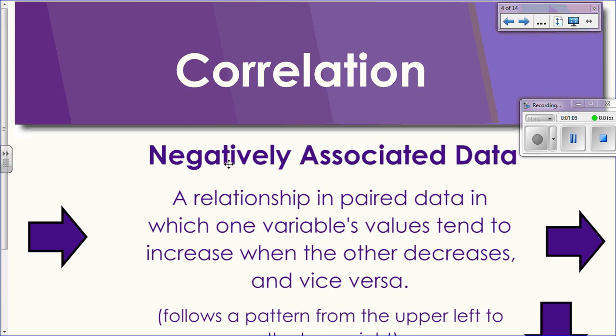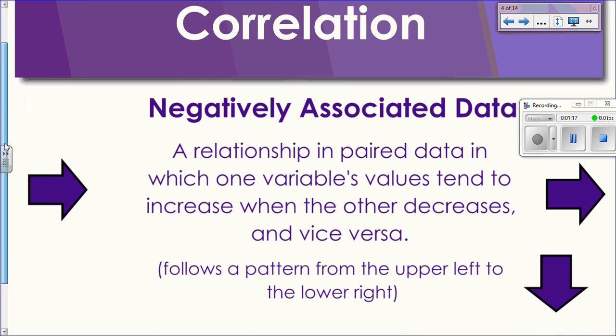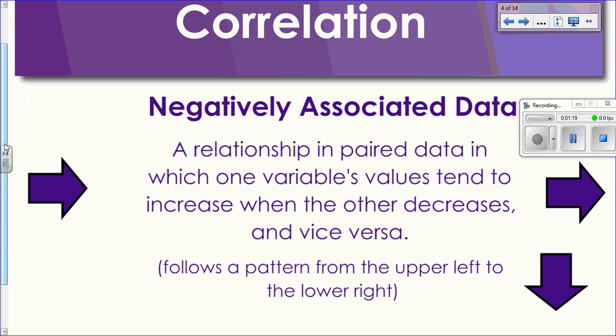We also have negatively associated data, which would be referred to as a negative correlation. Here, a relationship in paired data in which one variable's values tend to increase when the other one decreases, and vice versa. So you can either have an increase in your x and a decrease in your y, or a decrease in your x values and an increase in your y. Okay. When you graph these, you're going to see a pattern and a line drawn from the upper left down towards the lower right.